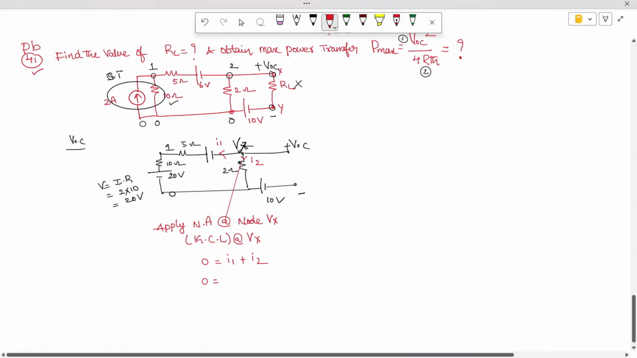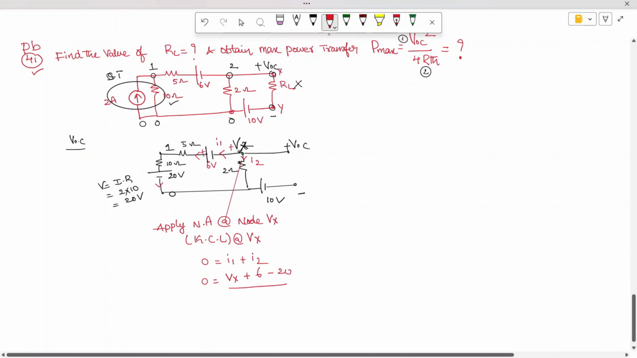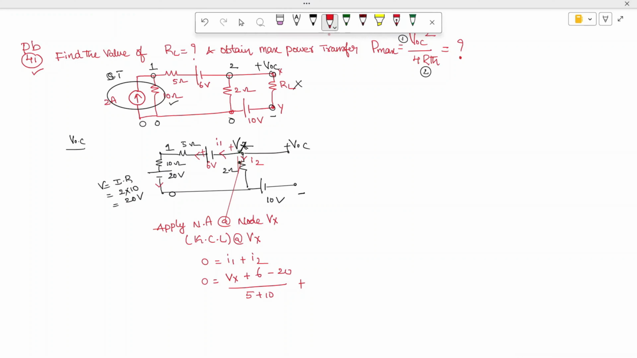How to write down the current I1? Current is leaving. This is nothing but plus Vx. So Vx, and again the current is leaving. This is of 6 volts. So current is leaving. What is the leaving polarity? Plus 6. Okay. Again the current is leaving. What is the leaving polarity? Minus 20 divided by R. What are the resistors connected? 5 and 10, which is nothing but 5 plus 10. So how to write down the current I2, which is flowing in this branch? Vx minus 0, Vx minus 0 divided by 2 ohm.